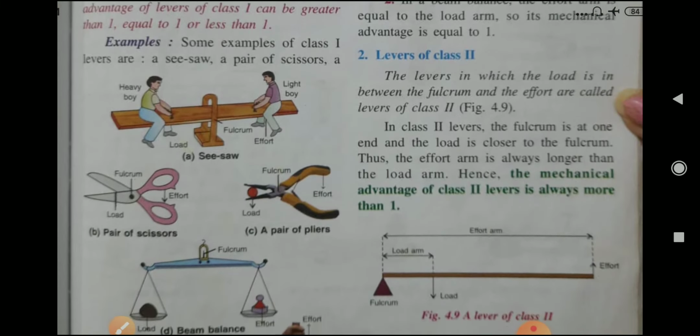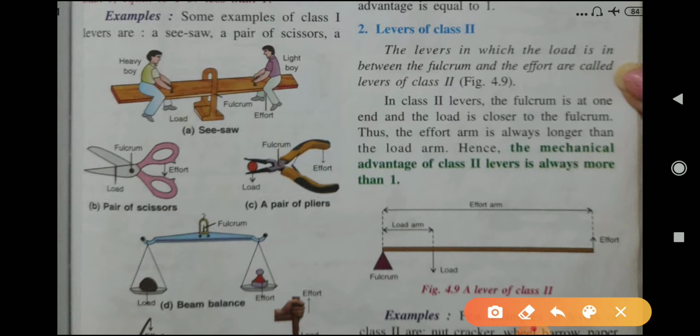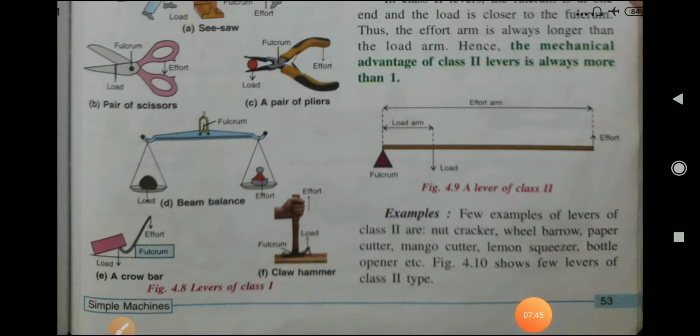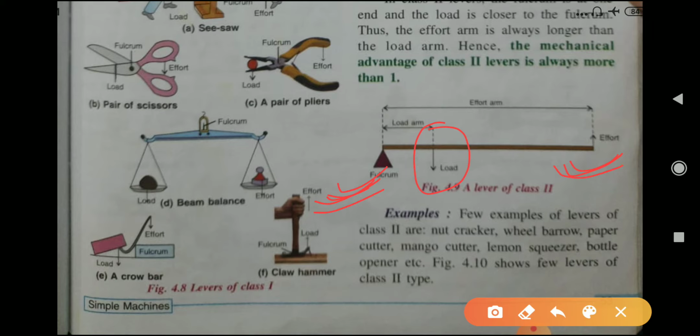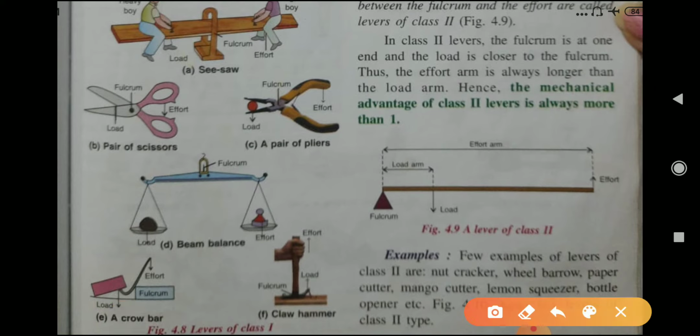Now class 2 lever. The levers in which the load is in between the fulcrum and the effort are called levers of class 2. Means the lever in which the fulcrum is at one end and the load is closer to the fulcrum. Thus the effort arm is always longer than the load arm. Means here you can see in this picture that the fulcrum is at one end and effort is at the other end, and load is somewhere in between the fulcrum and the effort. Therefore, in this class 2 lever, the effort arm is always longer than the load arm.